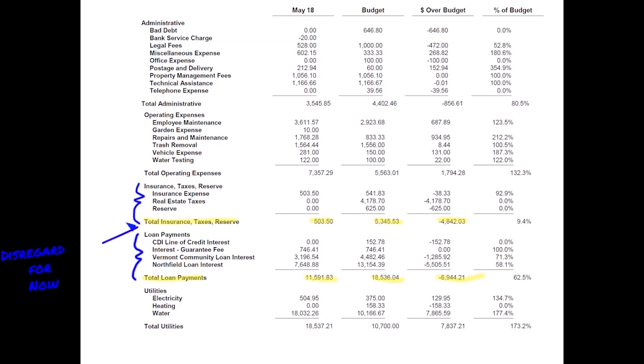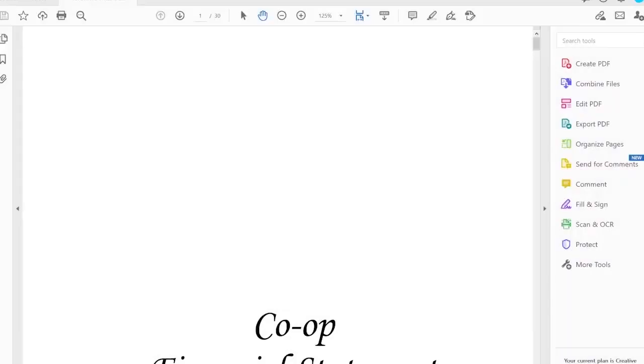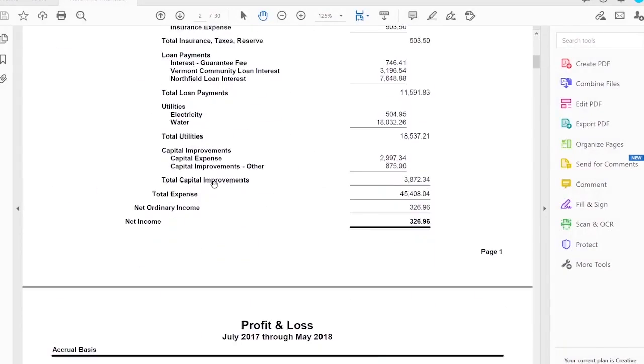I'll be making another video to explain what's going on here. Simply disregard the loan, insurance, taxes, and reserve categories for now. You can rest assured that your lender is most likely automatically withdrawing these payments out of your account every month, and we can move on for now. Let's go on to step 2 with water and try to understand what's going on.